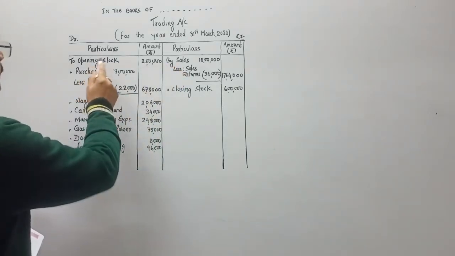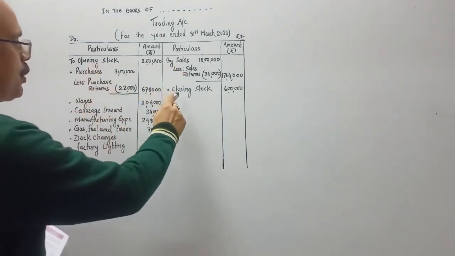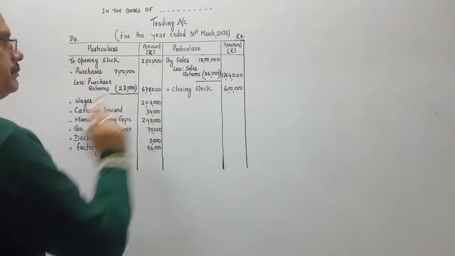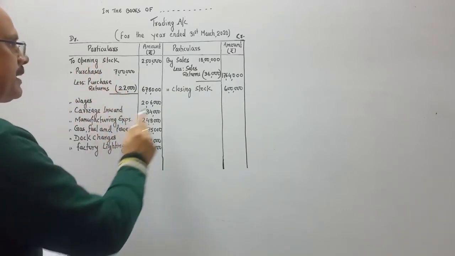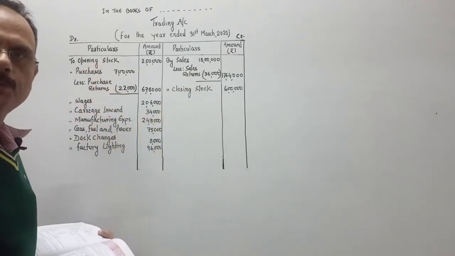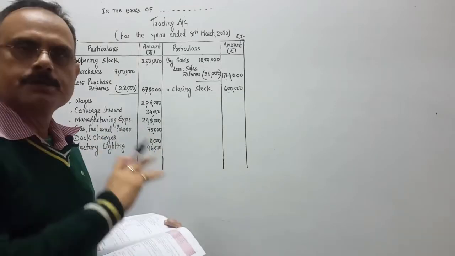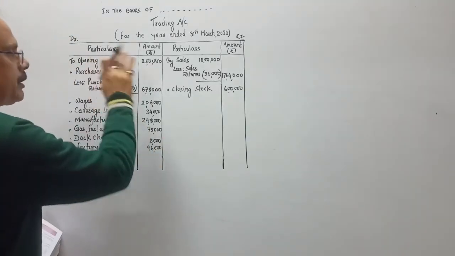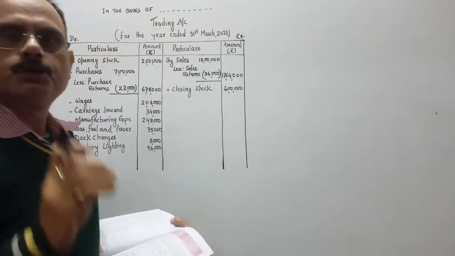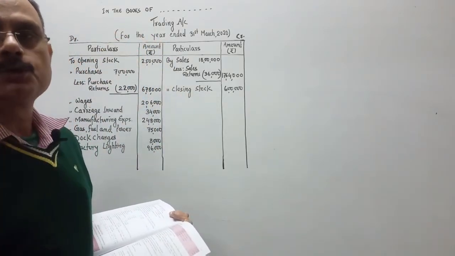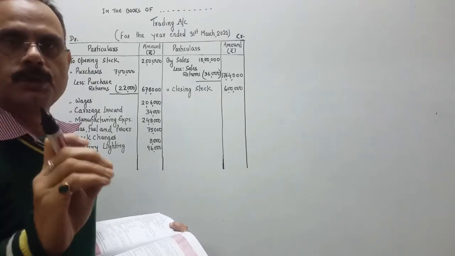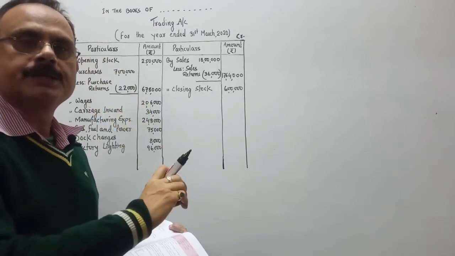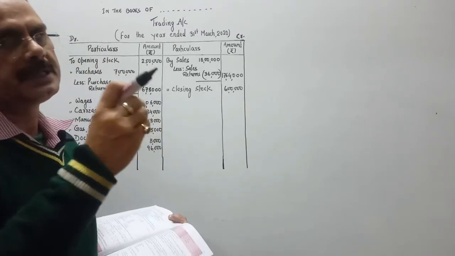Opening stock, which we have written on the debit side, and closing stock, which we have written on the credit side, are not expense and income. No, opening stock and closing stock are not expense and income. They are written on the debit and credit sides to find out the cost of goods sold. The goods which were sold, what was the cost of that? For that reason, we write the opening stock in debit and closing stock in credit.